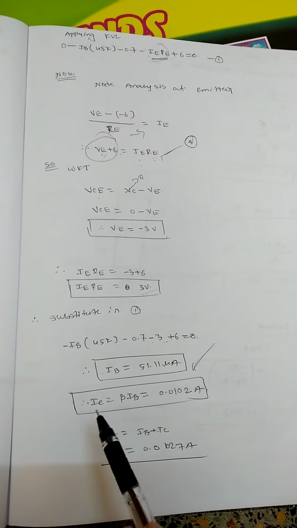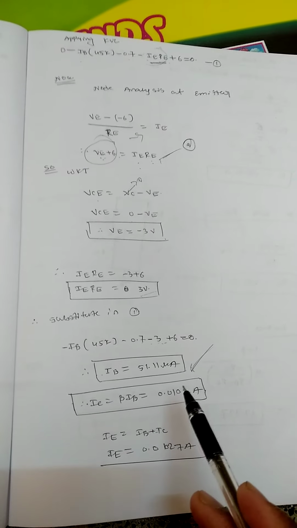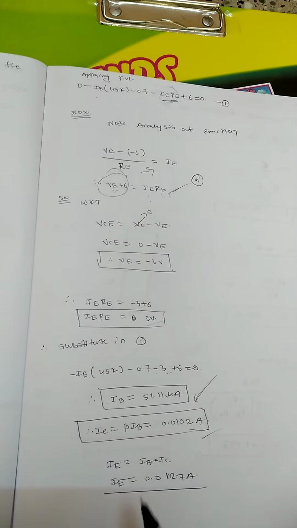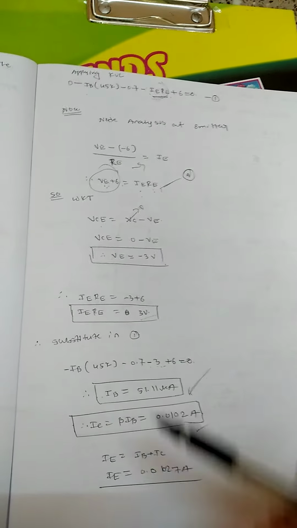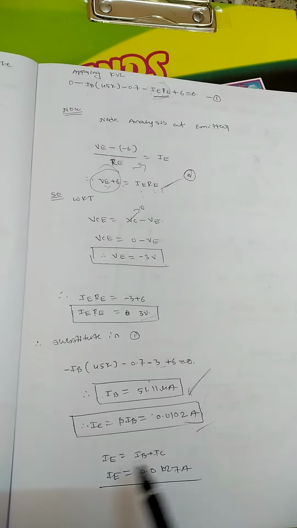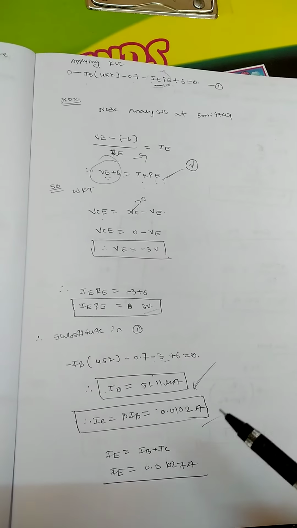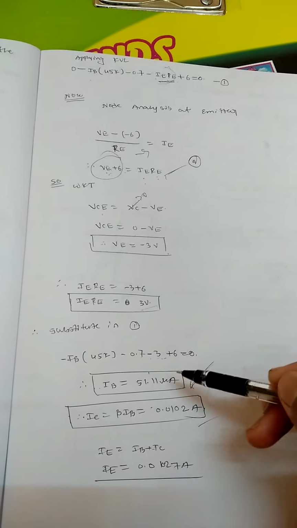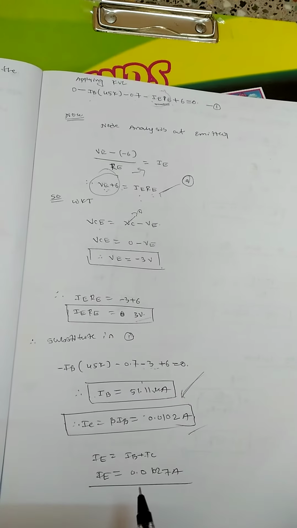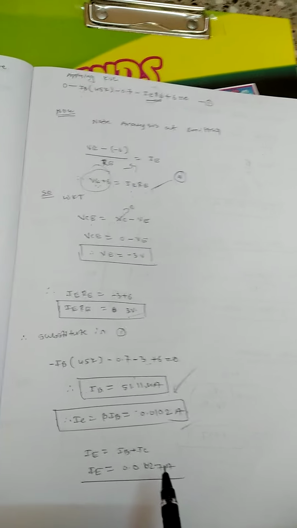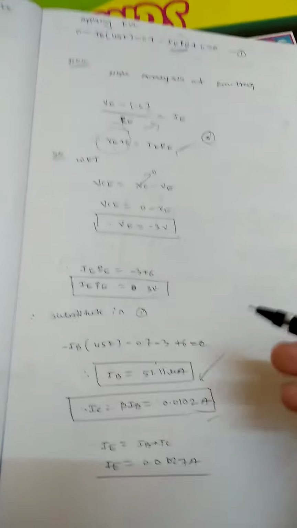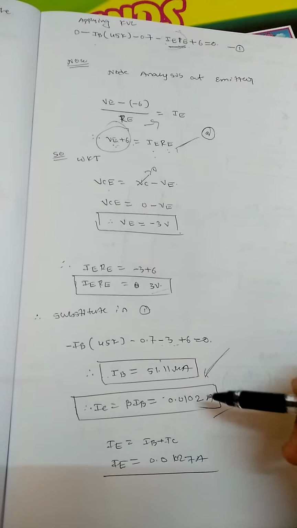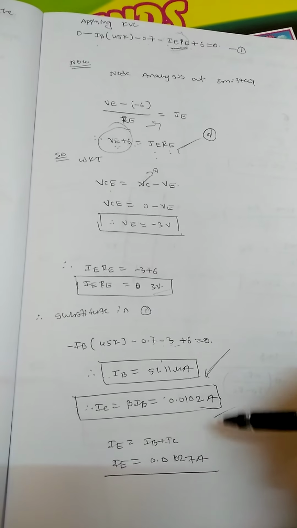So I need to find out again the collector current. So IC equal to beta into IB. So 0.0102 ampere I will be getting. Then at the end, IE in terms of base and collector. So when you know base and collector current, the emitter current will be equal to the addition of base current as well as the collector current. So this will be equal to the addition of these two terms. So that will be 0.01027 amps. It should be noted that the IB current here is in terms of microampere and collector and emitter current is in terms of amperes.